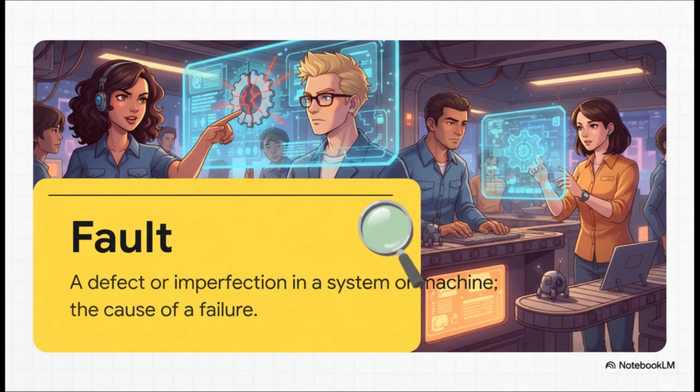And on the flip side of that, you have a fault. Now this is the technical stuff. A bug in the software, a broken part in a machine. Finding a fault is like being a detective. It's that one specific clue, the smoking gun really, that helps you crack the case of the bigger problem.